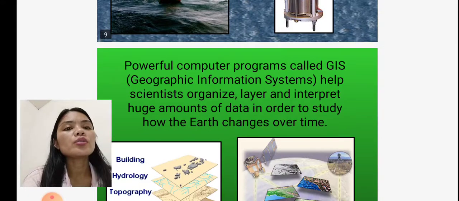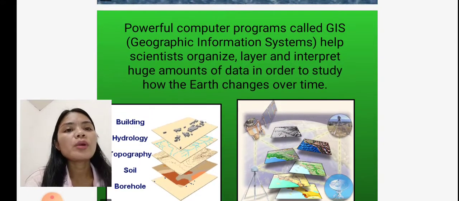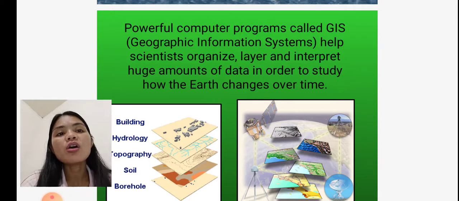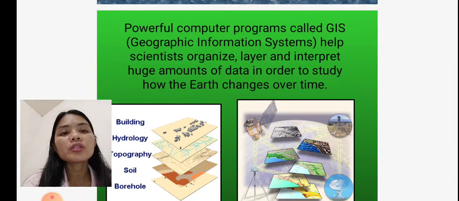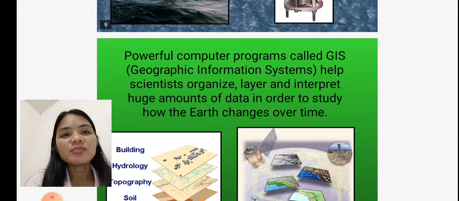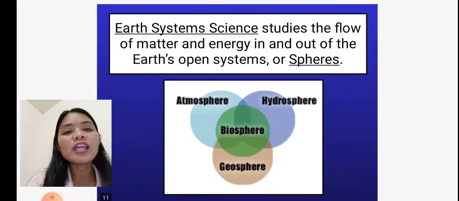Punta tayo doon sa this one, powerful computer programs called GIS or Geographic Information System. It helps the scientists organize, layer, and interpret huge amounts of data in order to study how the Earth changes over time. Powerful, ginagamit ng mga scientists. Punta tayo sa pinaka-lesson.